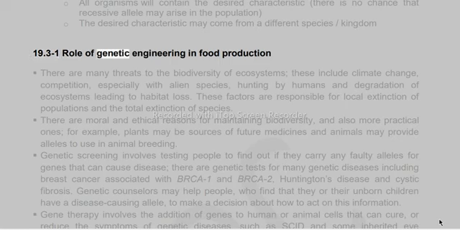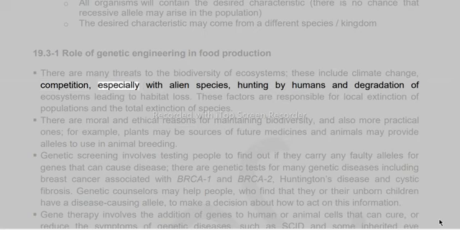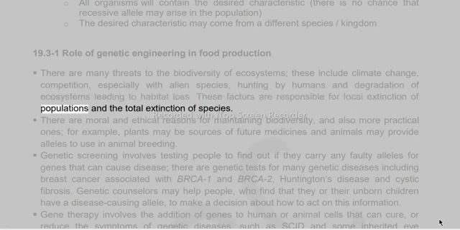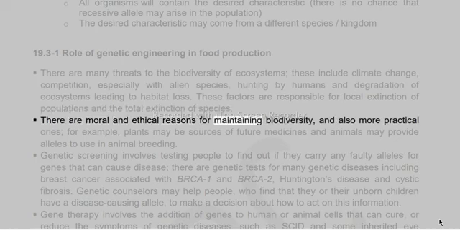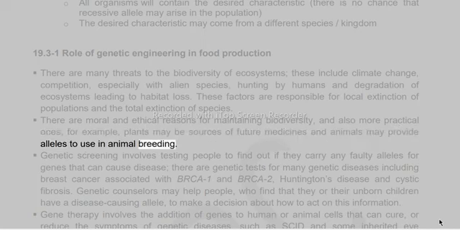19.3.1 Role of genetic engineering in food production. There are many threats to the biodiversity of ecosystems. These include climate change, competition, especially with alien species, hunting by humans, and degradation of ecosystems leading to habitat loss. These factors are responsible for local extinction of populations and the total extinction of species. There are moral and ethical reasons for maintaining biodiversity, and also more practical ones. For example, plants may be sources of future medicines and animals may provide alleles to use in animal breeding.